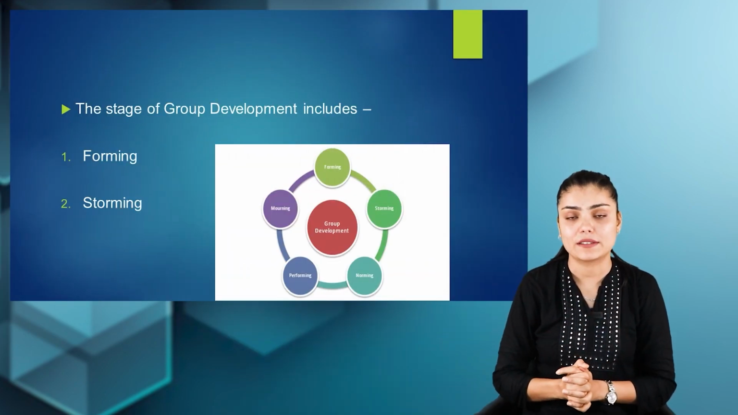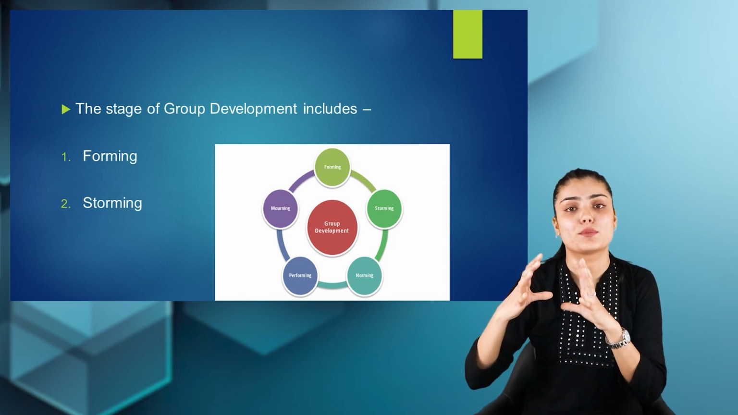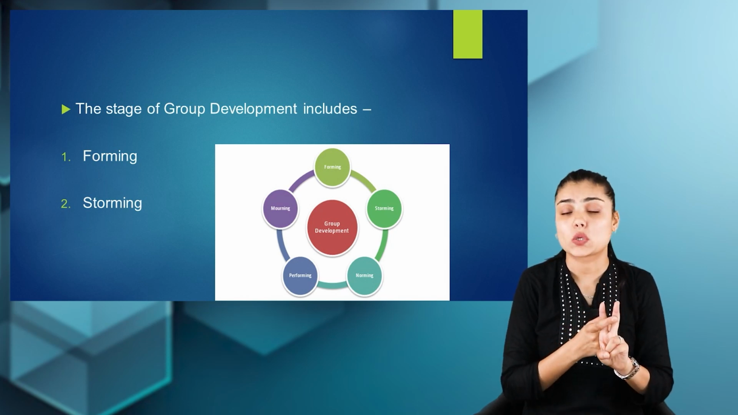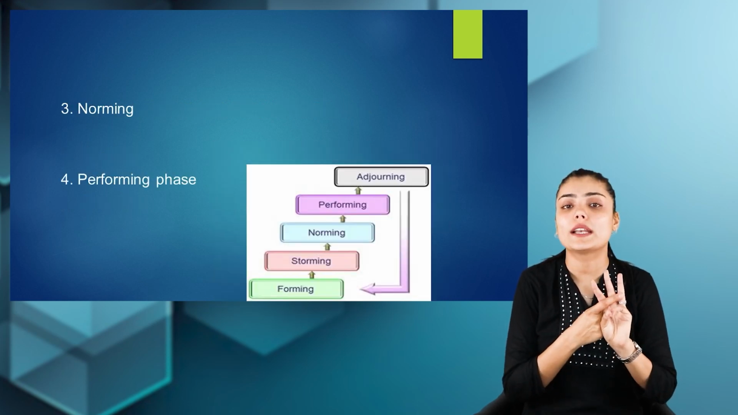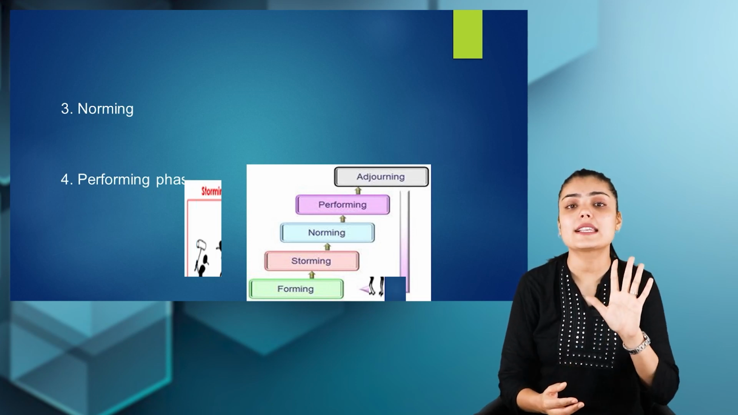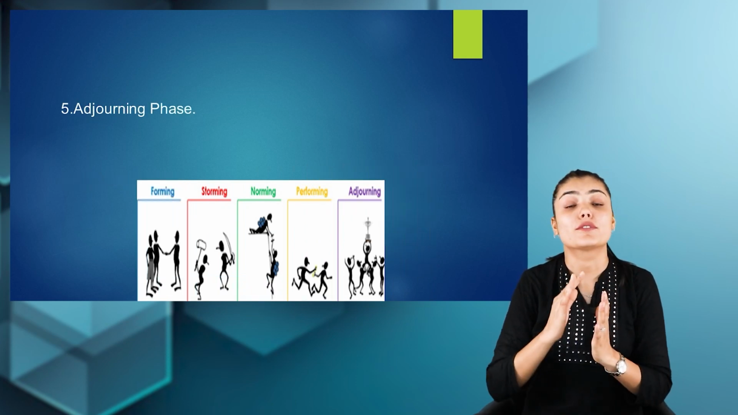Now we know what is group development. Group development is the process of forming of the group to the working of that particular group towards achieving a common goal. Now there are various phases that a group goes through during the process of group development. There are 5 different phases. We're going to see one by one what these 5 phases are. The first one is the forming stage. The second one is called the storming phase. The third one is called the norming phase. The fourth one is called the performing phase, and the last and fifth one is called the adjourning phase. So these are the 5 different stages of group development.